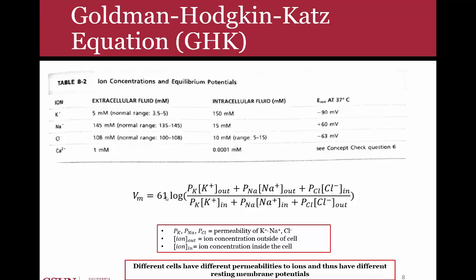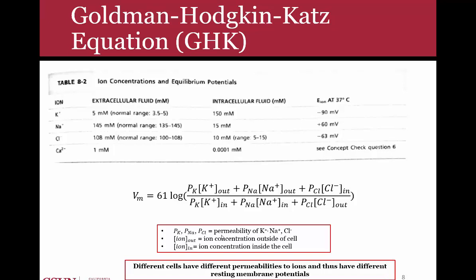Let me define some things. These P's that you see here, PK, PNa, PCl, etc., all stand for the permeability of potassium, sodium, or chlorine, or any ion for that matter that's of interest. Those are just numbers that will be given to you, and they'll have a wide range of values from like 0.1 to thousands, depending on how permeable the cell membrane is to that specific ion.